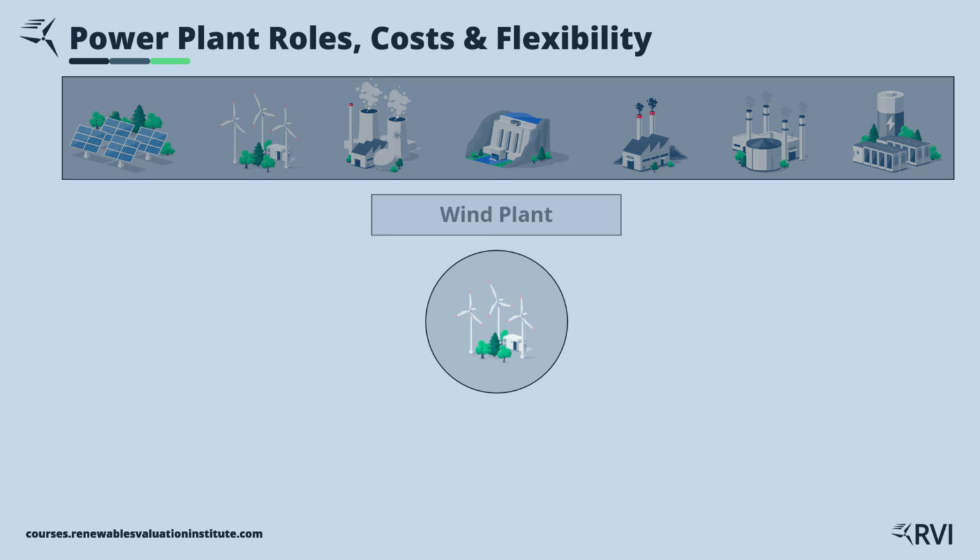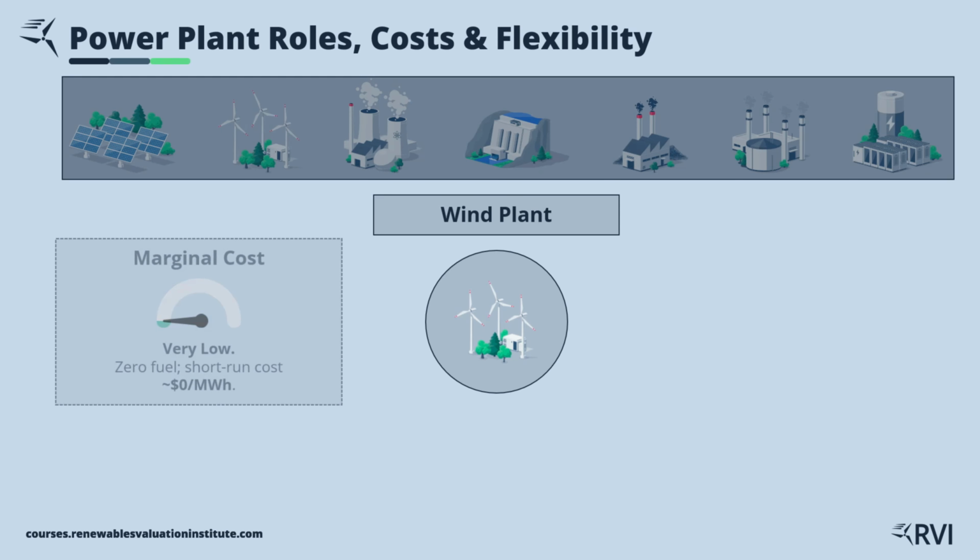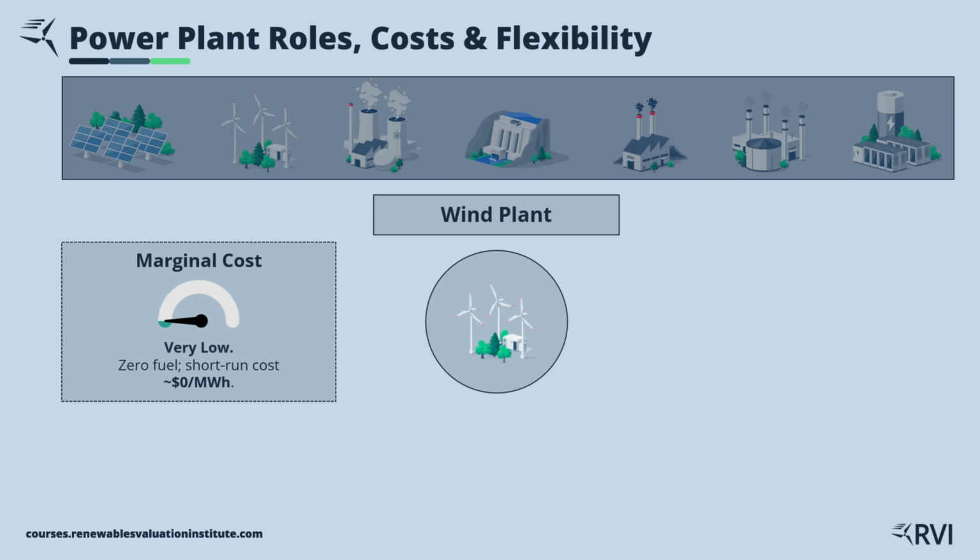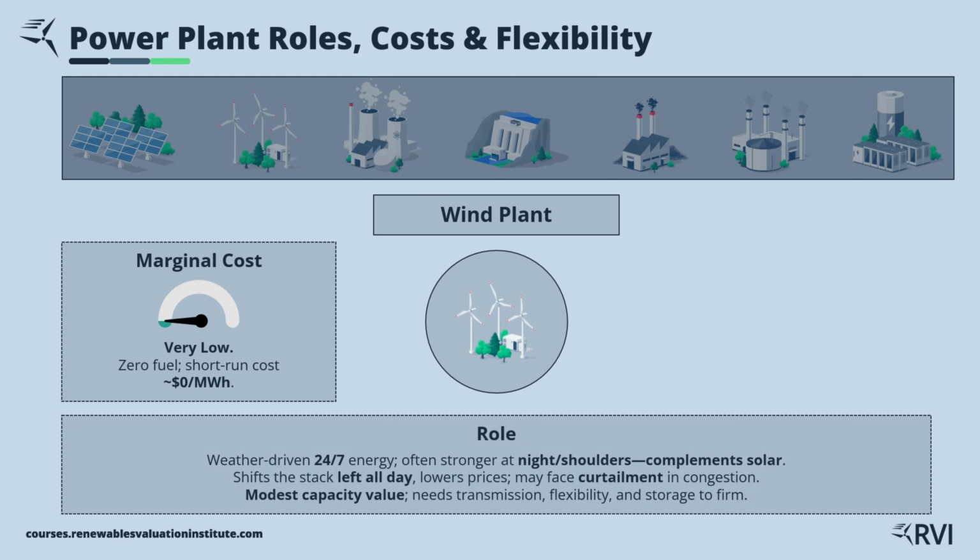Wind is similar on cost, near zero marginal, but its pattern is different. Like solar, wind has no fuel cost, so on a marginal basis it's about $0 per megawatt hour. That pushes the stack left whenever the wind blows. Wind is weather driven, 24/7. In many regions it's stronger at night and in the shoulder seasons, which complement solar. It lowers prices through the day, but when the transmission is tight, you will see curtailment.